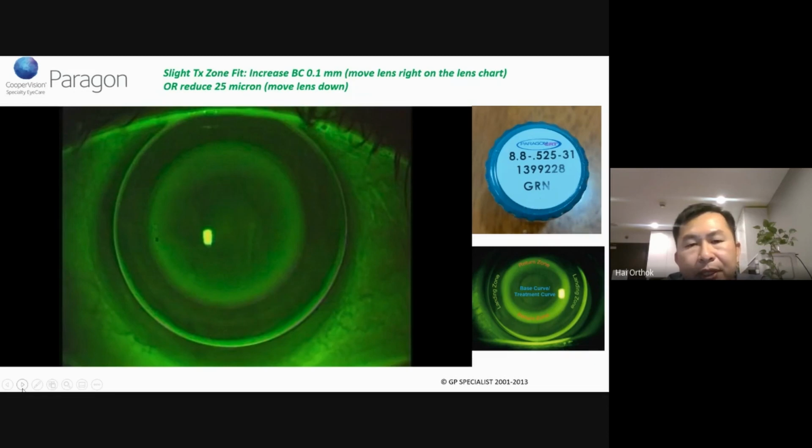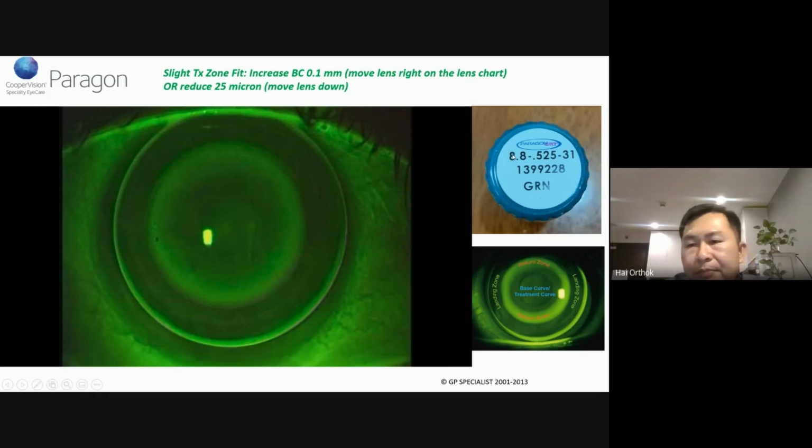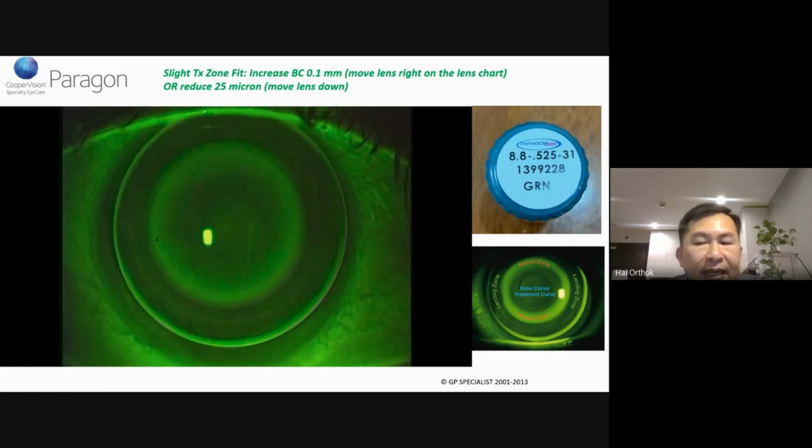That means we increase half diopter steeper. That means we increase this area half diopter steeper. Half diopter flatter. And the same thing with Paragon CRT. We will choose this number from 8.8 to 8.9, which is half diopter flatter on the central cornea. So very much similar between Paragon CRT and IC lens, but it's just a different unit to be used.